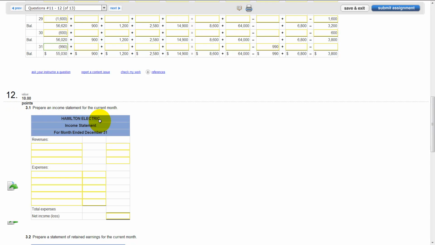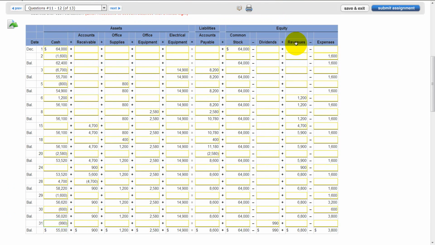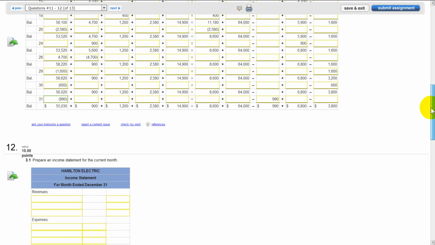For number 12, it's asking me to prepare something called an income statement. You always do it for a period of time. In this case, it's for the month of December. And there's only two types of accounts that go on the income statement: revenues at the top, minusing the expenses below. So if I look at my table here, here's revenue, and I can put this one number inside of the income statement, $6,800.